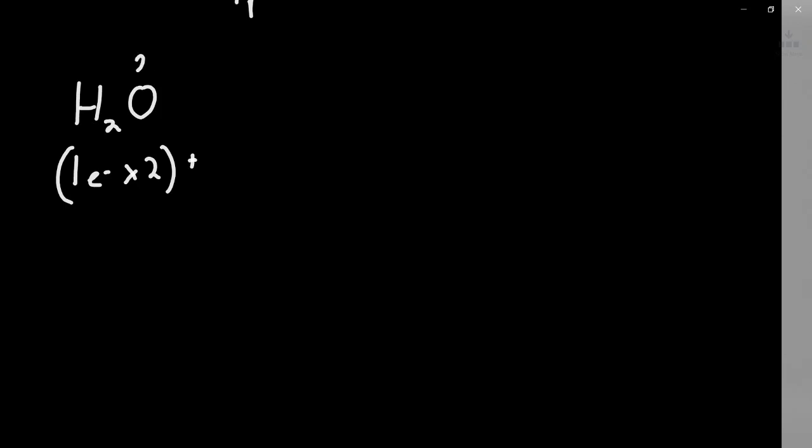2s2, and then we come over to our p. So 2p. Okay, and it has 1, 2, 3, 4. So 2p4. So in total, oxygen brings 6 electrons. So we have a total of 8 electrons. Okay, so that's how many electrons we should have in our structure. Okay, so this is a total of 4 pairs.